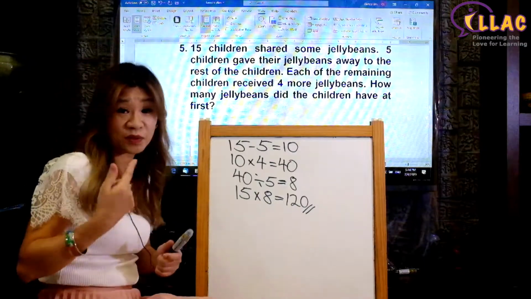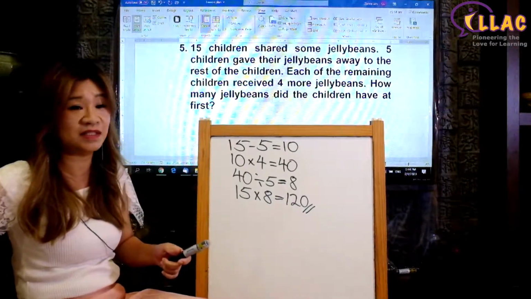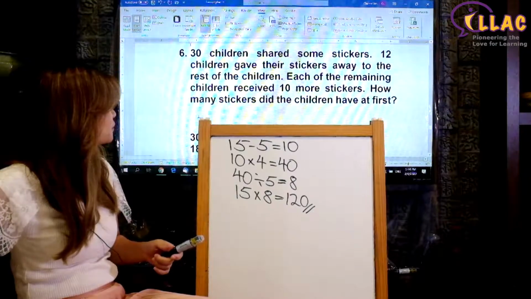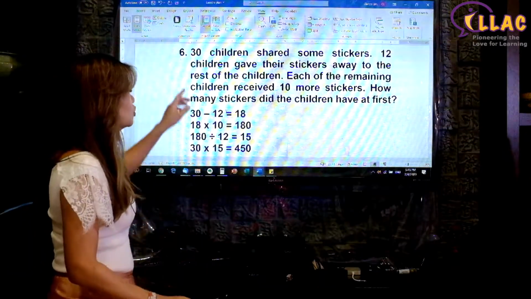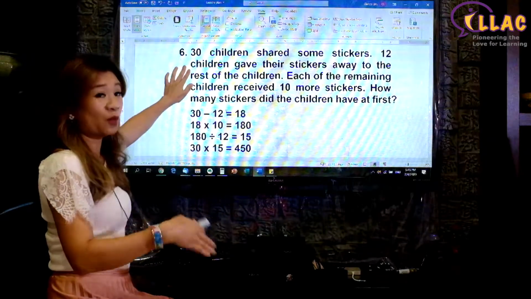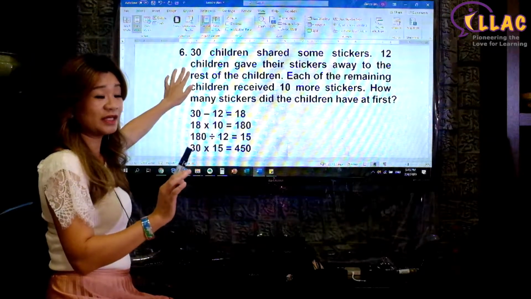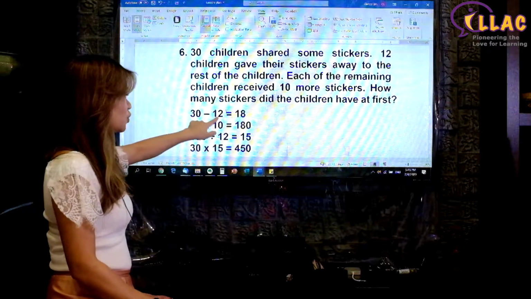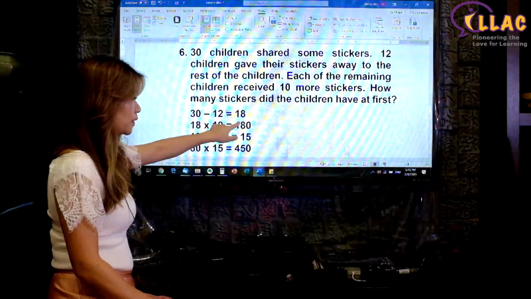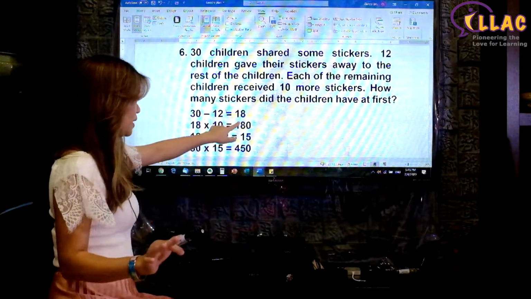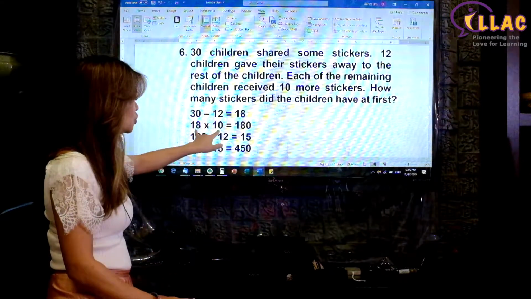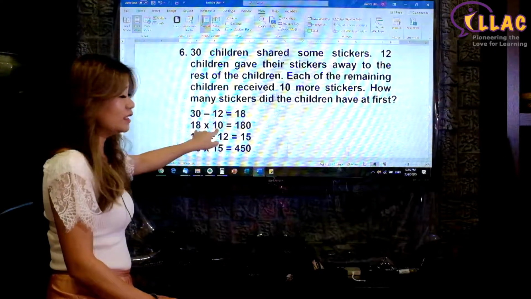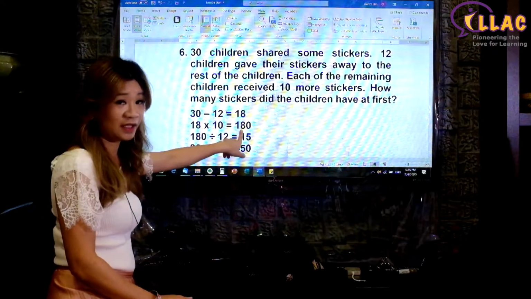Let's try another question of the similar format and you see if you can do it on your own. In this question, 30 children shared some stickers. 12 children gave their stickers away to the rest. How many children are left? 30 minus 12, you are left with 18 children. Each of these remaining children received 10 more stickers. Therefore, 18 of these children received 10 each. And total, they received 180.